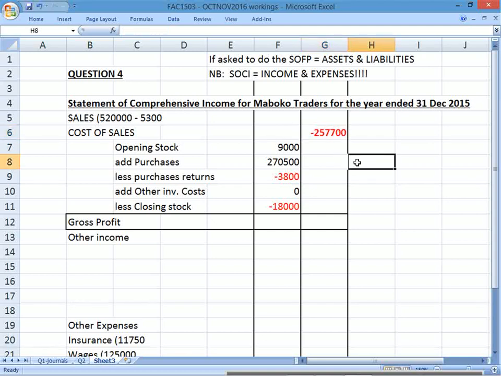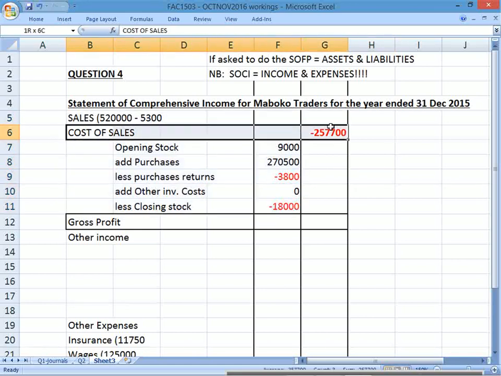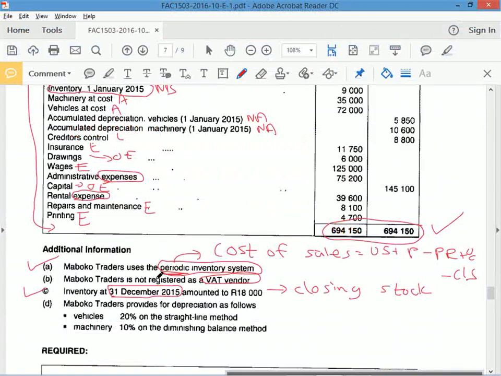Right, this is the double column format. You can do it single column if you want to. I just think it looks nicer, double column. It's neater as well. It doesn't matter how you do it as long as the examiner can see what you're doing. So they can see I'm adding and subtracting to get cost of sales, which is an expense. Is that okay?